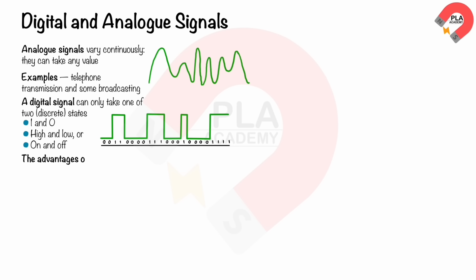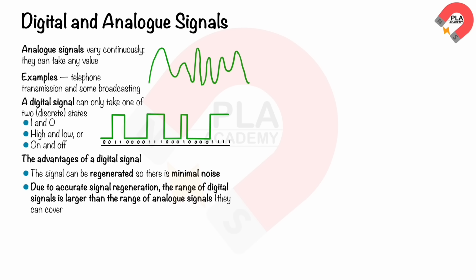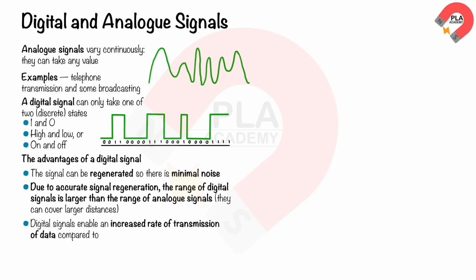The key advantages of transmission of data in digital form compared to analog are: the signal can be regenerated, so there is minimal noise. Due to accurate signal regeneration, the range of digital signals is larger than the range of analog signals. They can cover larger distances. Digital signals enable an increased rate of transmission of data compared to analog. Extra data can be added so that the signal can be checked for errors.